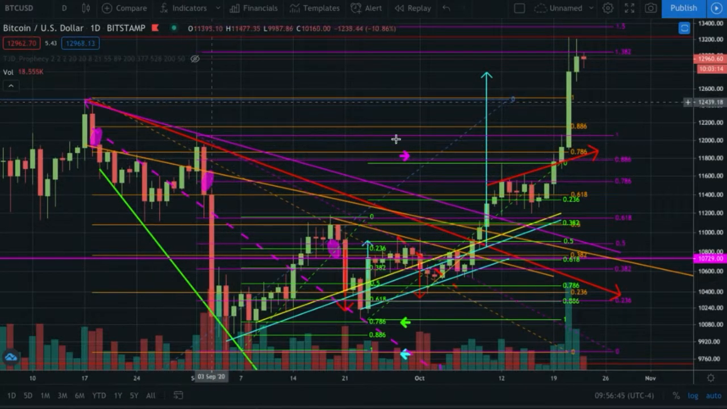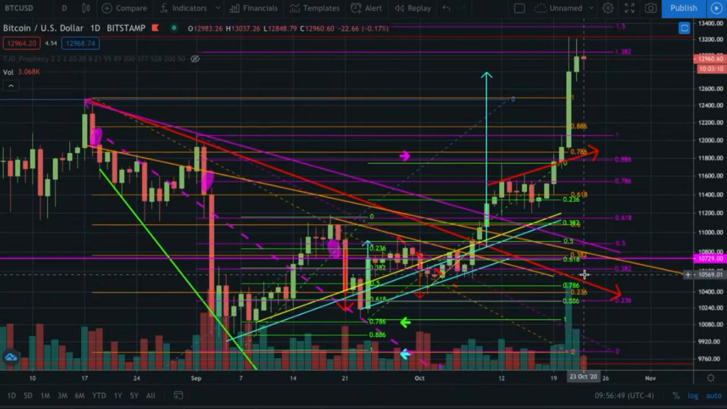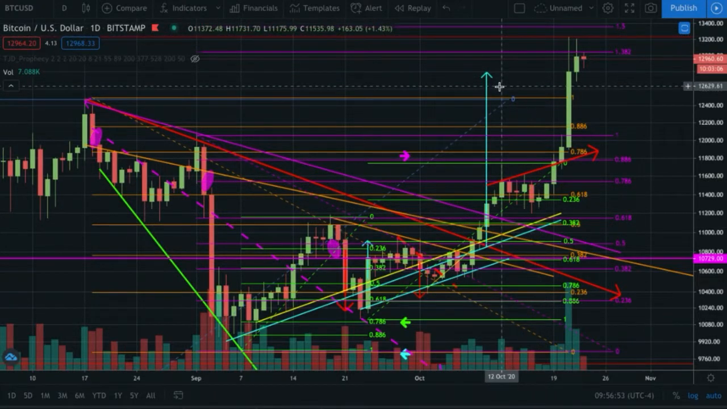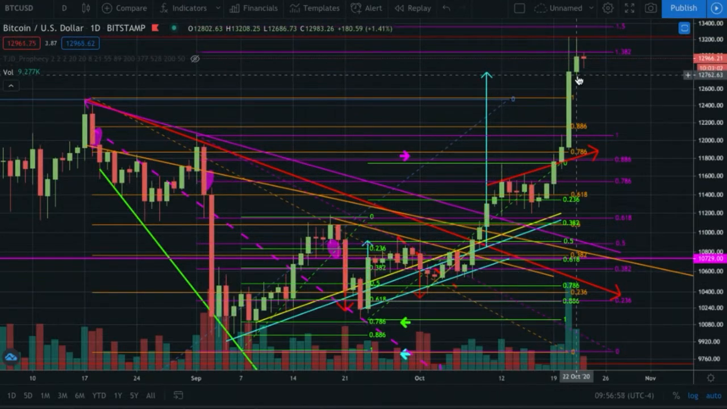We were inside of a descending broadening wedge, so regardless of what the news catalyst is, or the excuse for people to say that we got this big pump, the fact of the matter is the chart was telling us that the break of this pattern was going to give us this move as well.